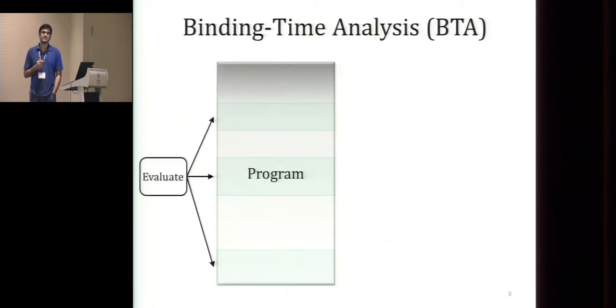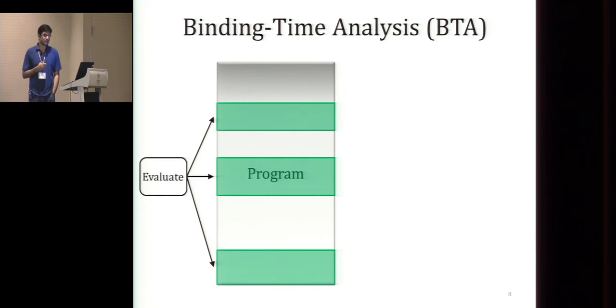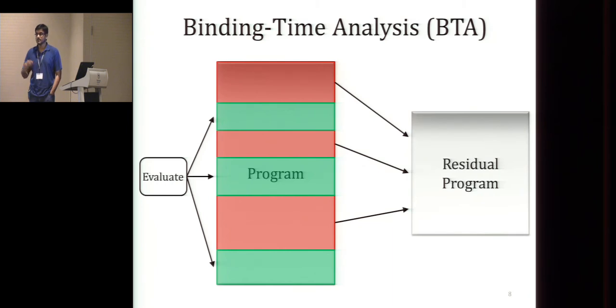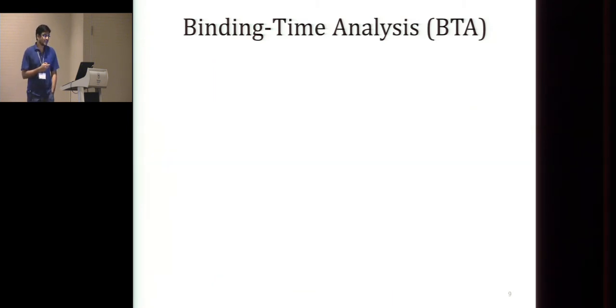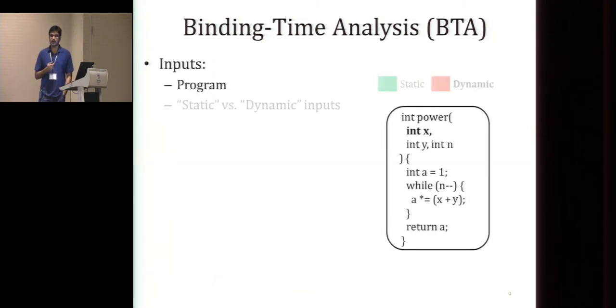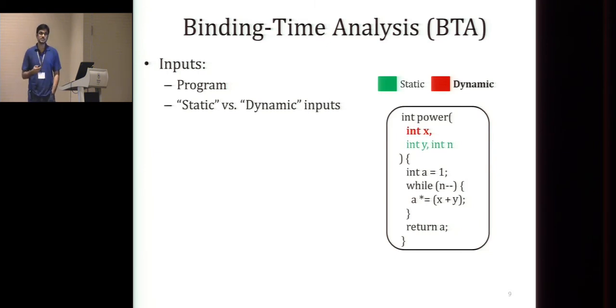BTA is an analysis that determines a priori which parts of the program can be evaluated in a specialized way and which parts need to be residuated. The inputs to BTA are the program and a division or classification of the inputs to the program as static or dynamic. Values for static inputs are known at specialization time, and those of dynamic inputs are unknown. In this example, because we know the values of y and n, y is equal to 1 and n is equal to 2, we classify them static and x is classified dynamic.